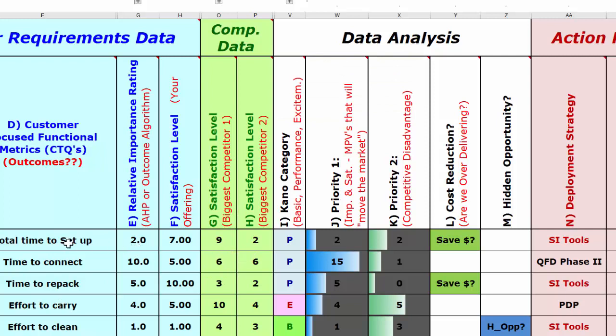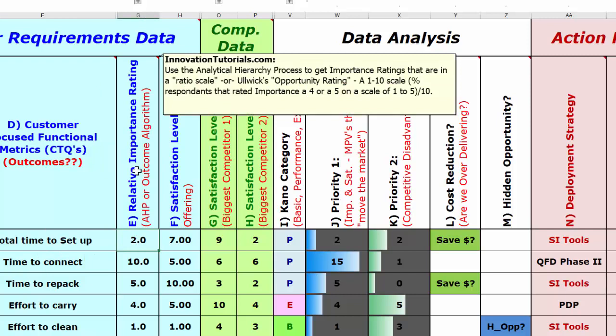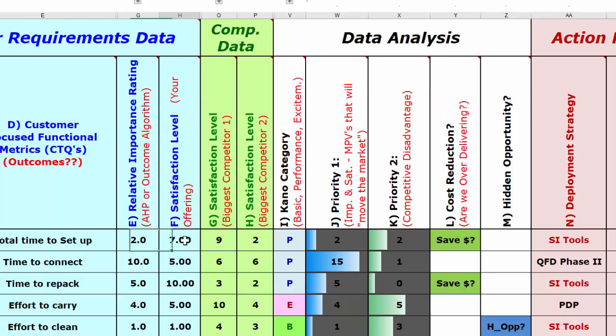Like this particular first one, the total time it takes to set it up, according to this fake data here, this one says that that's not very important. The importance rating is very low, and we're doing pretty good. And we've got a competitor that's doing great on time to set up, and another competitor that's doing lousy. So that's a piece of information on the competitors, because you want to know how you stack up to the competitors, because that'll help tell you what to work on.